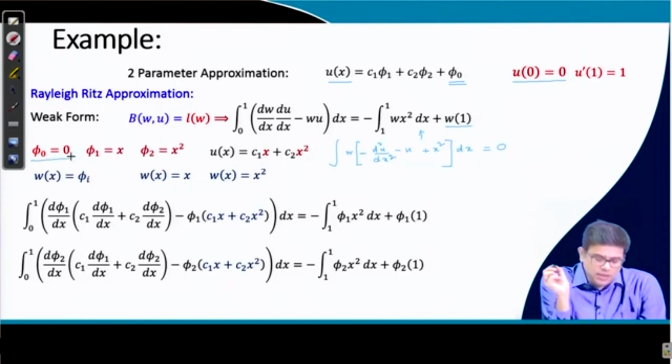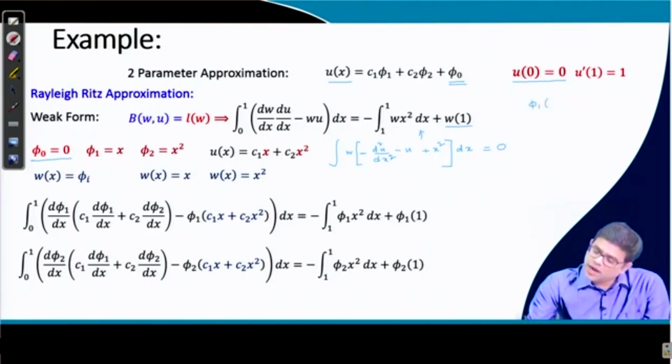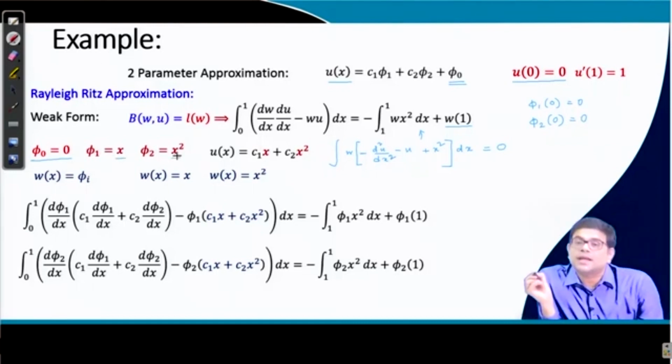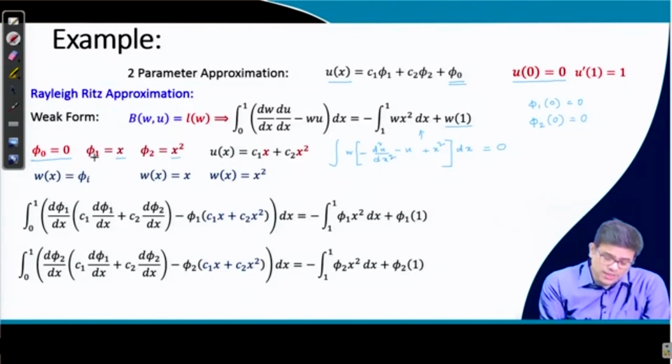On the other hand, phi 1 and phi 2 should be 0 at the boundary at x equals 0. That means phi 1 at 0 should be 0 and phi 2 at 0 should be 0. These two conditions are satisfied by the simple x and x square. So I just took simple functions.